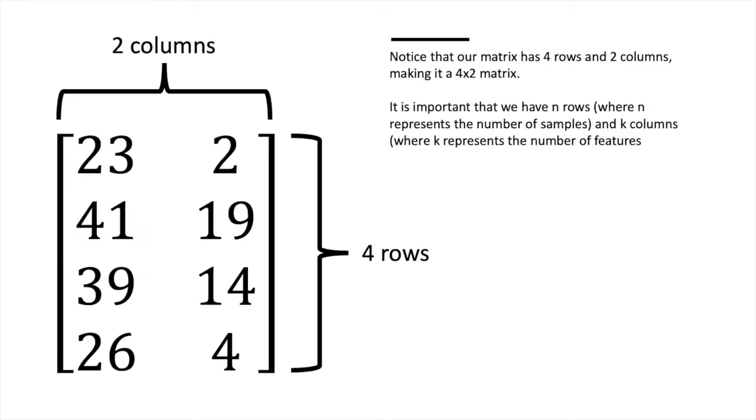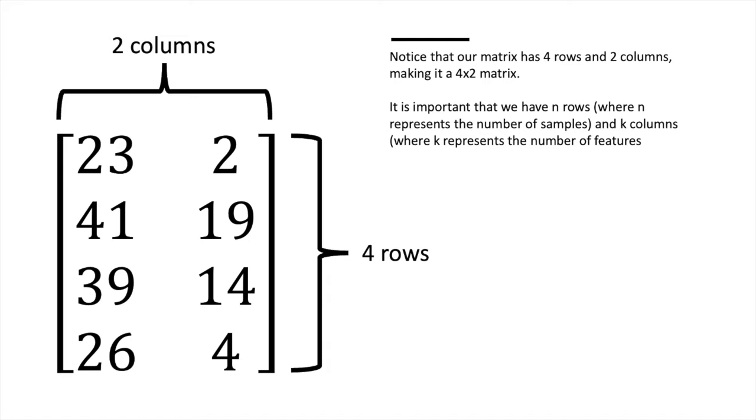So once again, looking at the rows and columns in our matrix, remember the matrix multiplication rule. This is going to come up a lot. So it's important that we have n rows. In this case, 4 would be n because we have 4 samples, and k columns. So k in this context would be 2 because we have 2 features and therefore 2 columns.